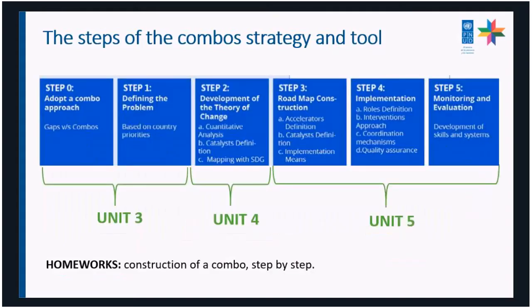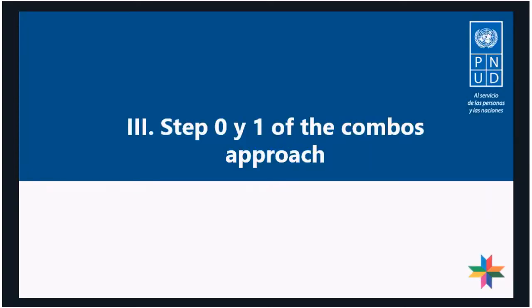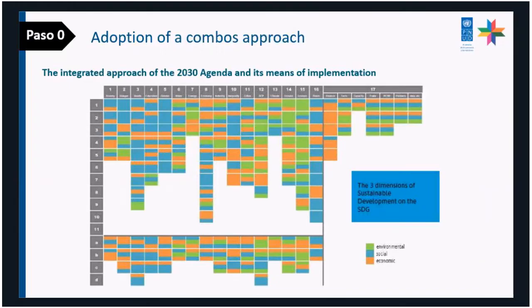For the purposes of these sessions, Unit 3 of this course, we'll be focusing on Step 0 and Step 1. Unit 4 will focus on development of theories of change. And then Unit 5 will pick up on the roadmap, on implementation, and on monitoring and evaluation. So let's briefly talk about Step 0 and Step 1 of the approach. The important thing about Step 0 is to think about each of the targets in each of the SDGs as involving the 3 dimensions of this agenda. Each one of these, as you can see in this graph.